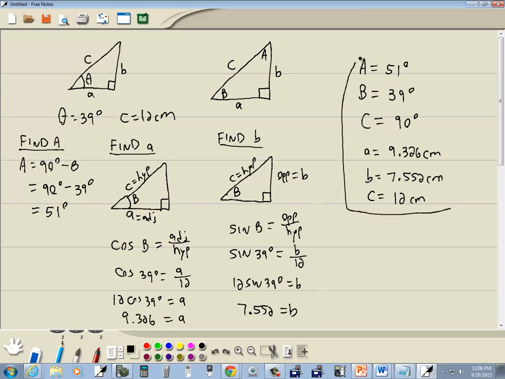Now let's see if these make sense from a large to small standpoint. Our largest angle is 90 degrees. Our largest side is 12 centimeters, side c. The smallest angle is B, which is 39, which corresponds to our smallest side, which is b. So that makes sense from that standpoint. So those are our answers.